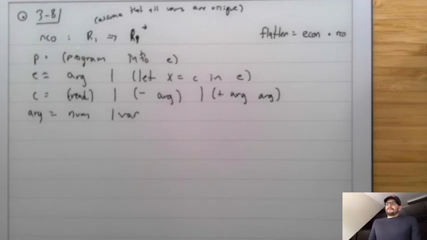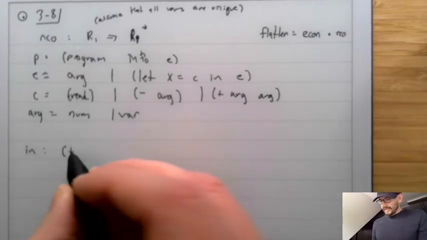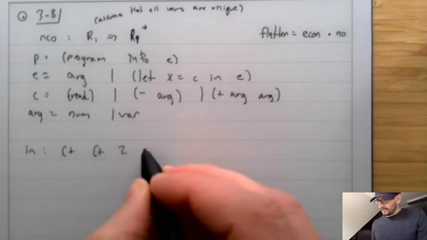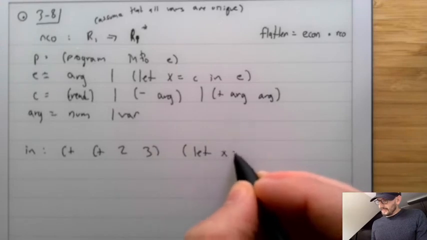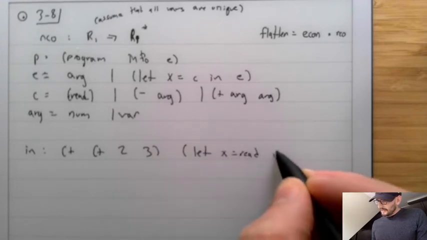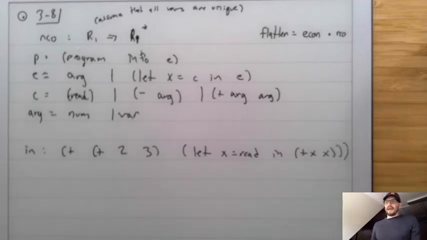All right. So for example, suppose our input to this were something like this, where we said add of plus 2, 3, and then we had let x equals read in x plus x. Okay, so suppose that we got that program. Well, the output of this program is going to be the following.